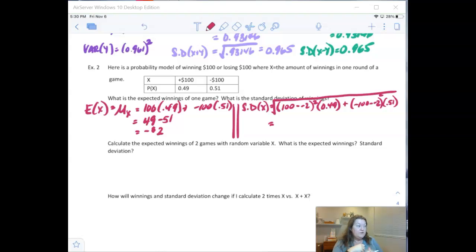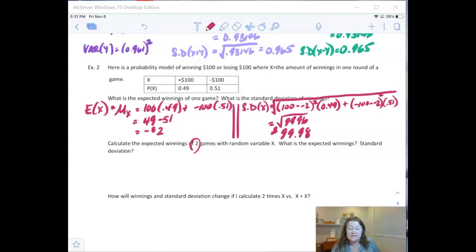Okay, so this one is going to turn out into, I think I wrote this down somewhere, let me check. I think it turns out into 99.96, which is $99.98. That kind of makes sense though, right? Because if on average I'm going to lose $2, but I might be up 100 or down 100, that's where my 100 is coming from. So on average, if I'm right near 0, I'm going to make almost 100 or lose almost 100 as my spread. Okay. All right. The next part says calculate the expected winnings of 2 games with random variable X.